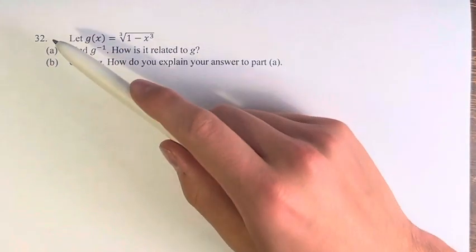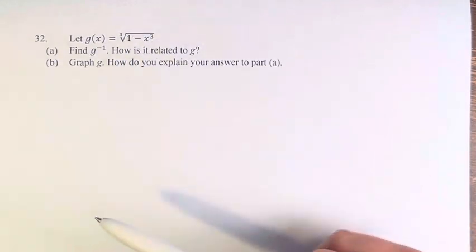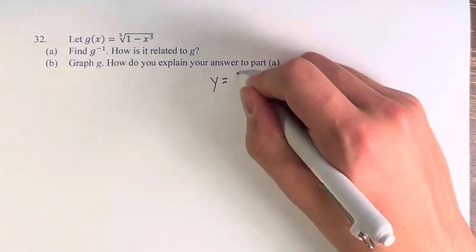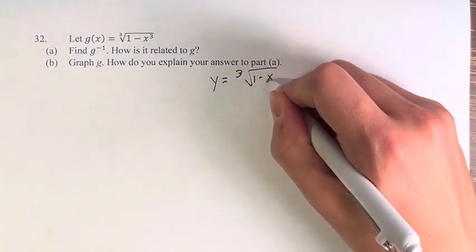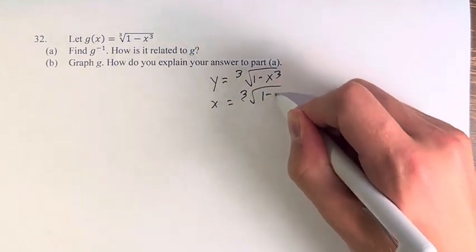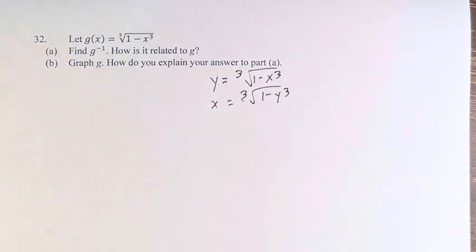In this problem, we're told to let g of x equal the cube root of 1 minus x cubed, and first to find the inverse of g. So if we write it as y is equal to the cube root of 1 minus x cubed, all we have to do is swap x and y, and we have the formula for our inverse. Of course, we're going to want to solve for y.